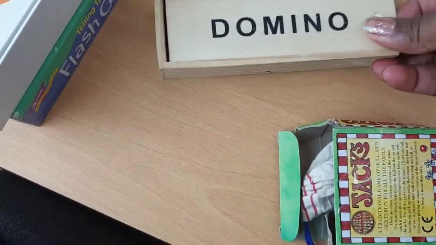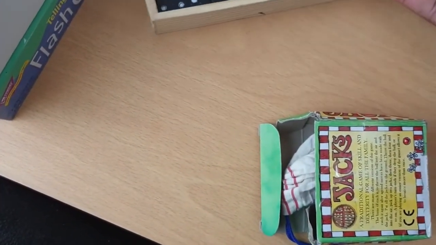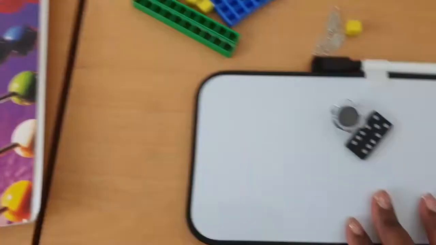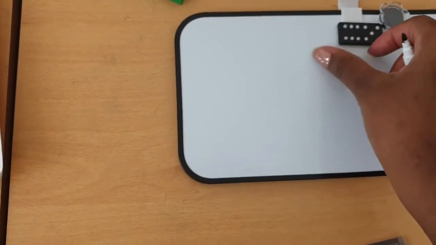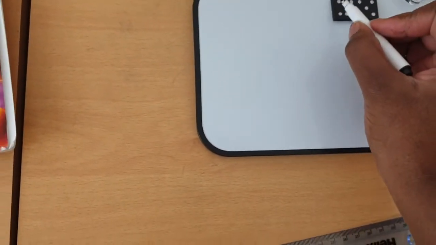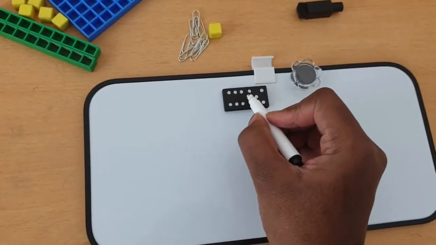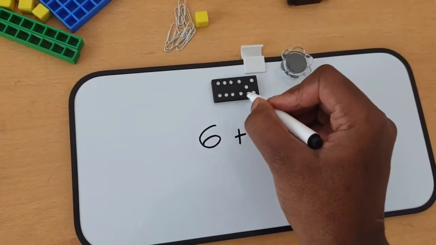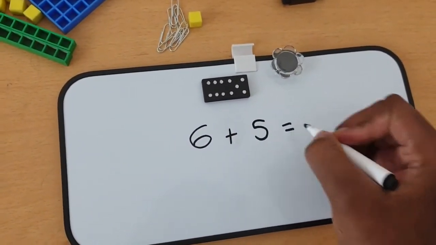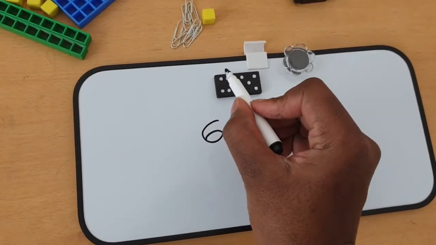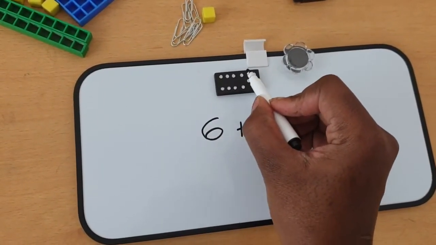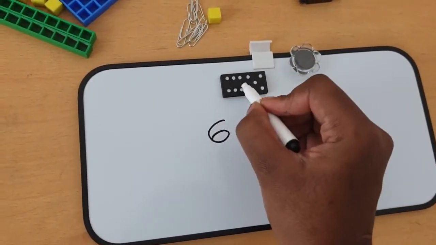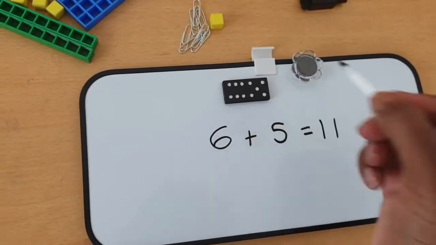Dominoes can help children with adding numbers together. You would say how many on one side. So you've got 1, 2, 3, 4, 5, 6. 6 plus 1, 2, 3, 4, 5. 6 plus 5 equals 1, 2, 3, 4, 5, 6, 7, 8, 9, 10, 11. Or they can count on 6, 7, 8, 9, 10, 11.